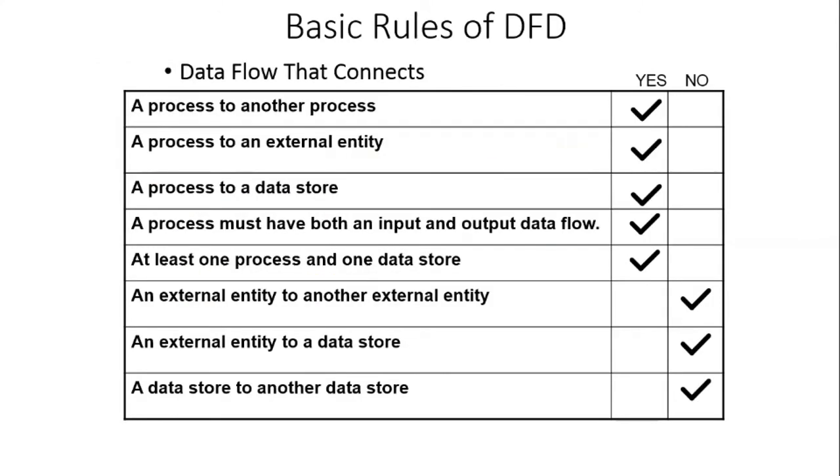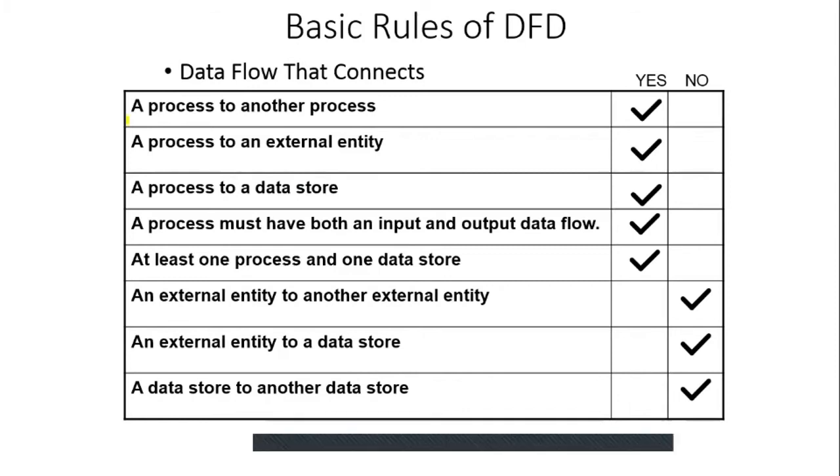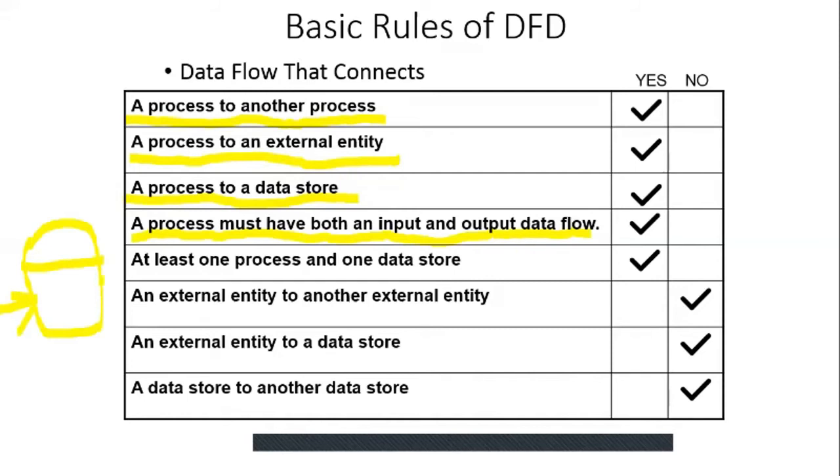Okay, so in this slide, we will learn some basic rules of using the four symbols in a data flow diagram. In the data flow diagram, you may connect one process to another process. You may connect a process to an external entity. You may connect a process to a data store. A process must have both an input and output data flow. That means if you have defined a process, then it must have a data inflow and data outflow.